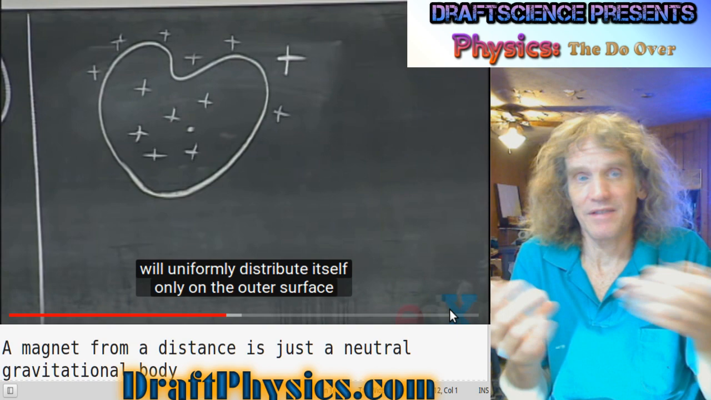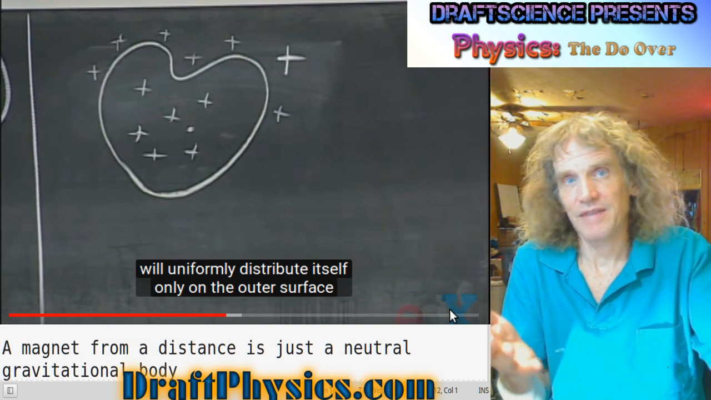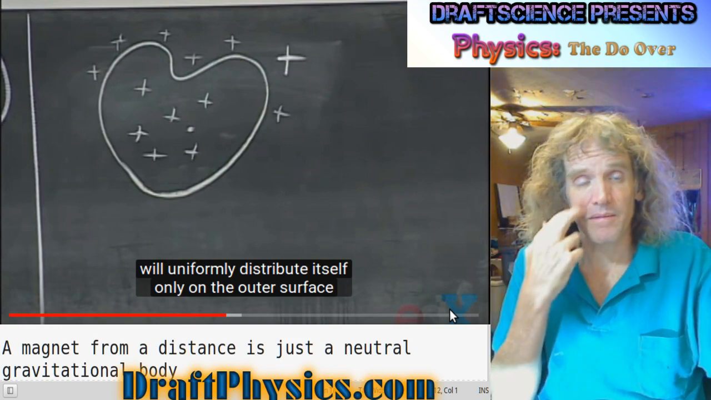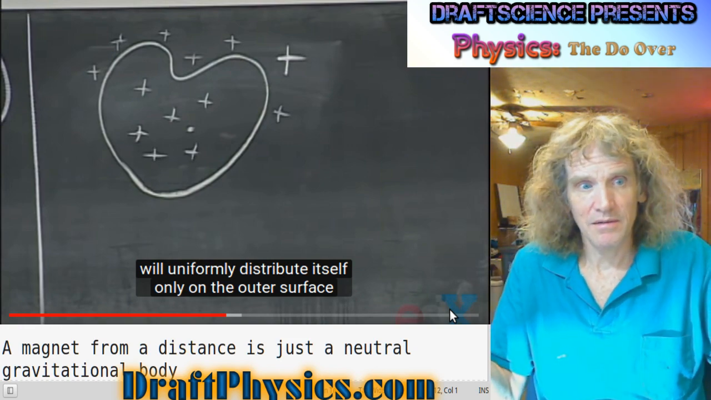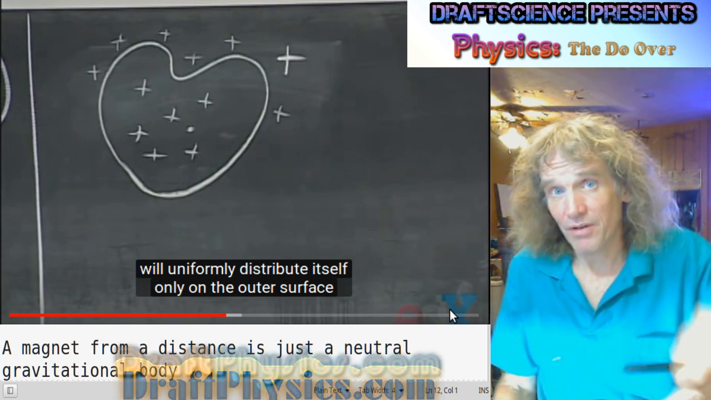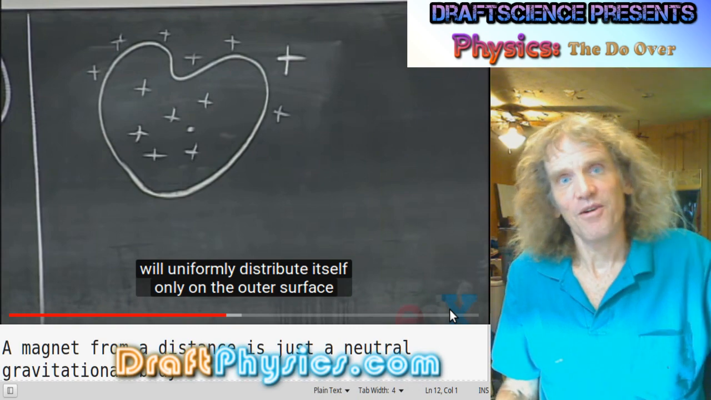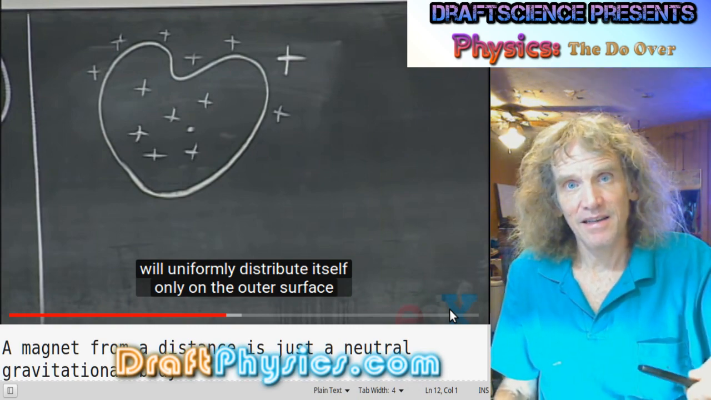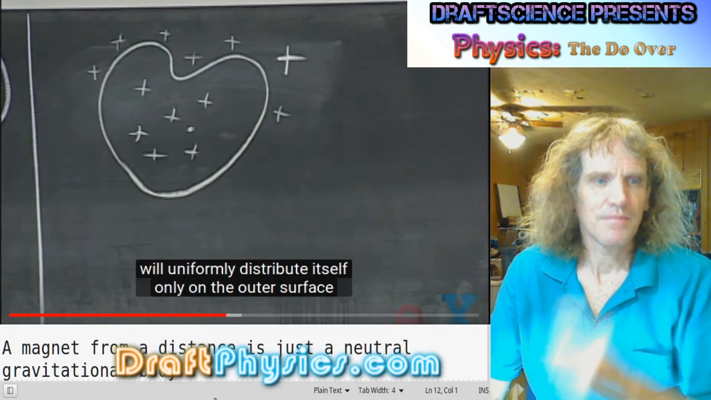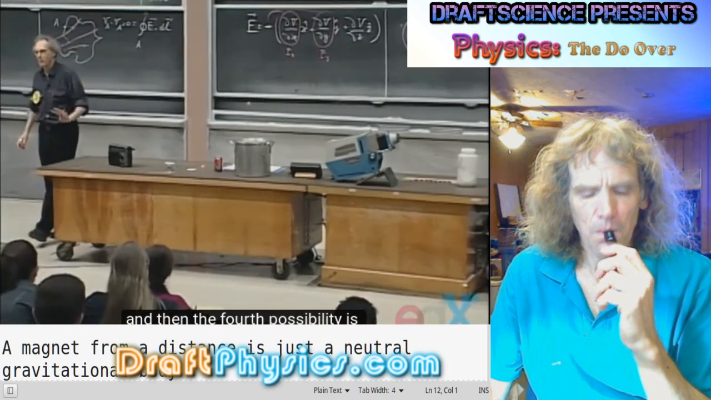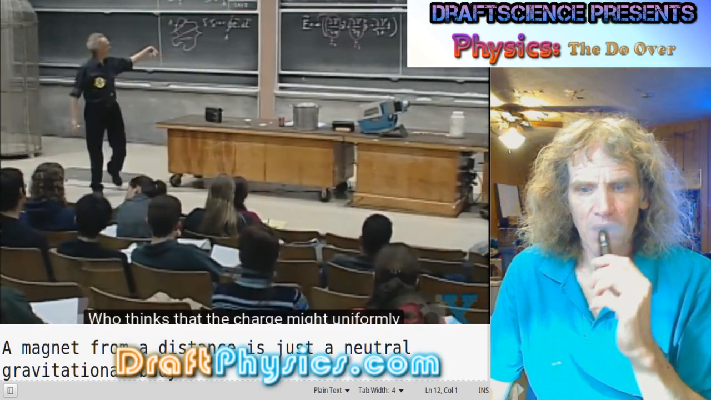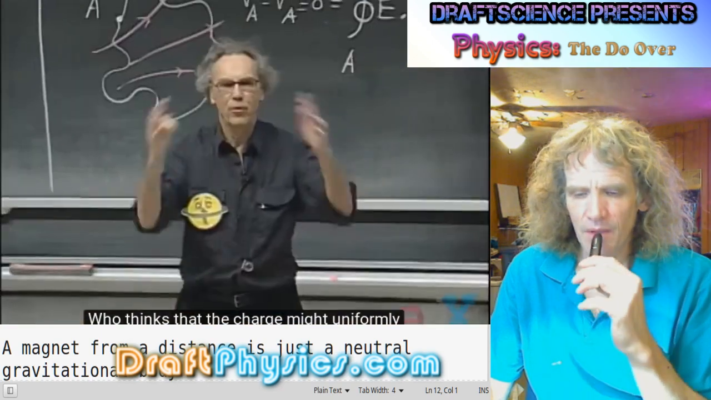The solid surface is going to have the same problem the interior surface had before, in the sense that it's already going to be neutralized. So there's not going to be anything on the inside, whether there's material on the inside or not. The whole point is that the inside ends up neutral. And then the fourth possibility is none of the above. All these suggestions I made were wrong. Who would think that the charge might uniformly distribute throughout the conductor?